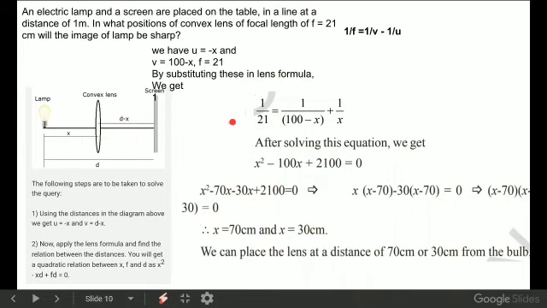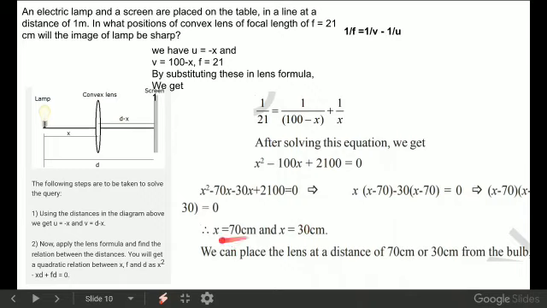So 1 by 21, and here next equals to 1 by v, here 1 by 100 minus x plus minus 1 by u value is minus x, so minus into minus plus, so plus 1 by x. Here finally we get a second degree polynomial equation x square minus 100x plus 2100 equals to 0. When you solve this second degree polynomial equation, then you will get the two zeros. They are x equals to 70 centimeters and x equals to 30 centimeters.